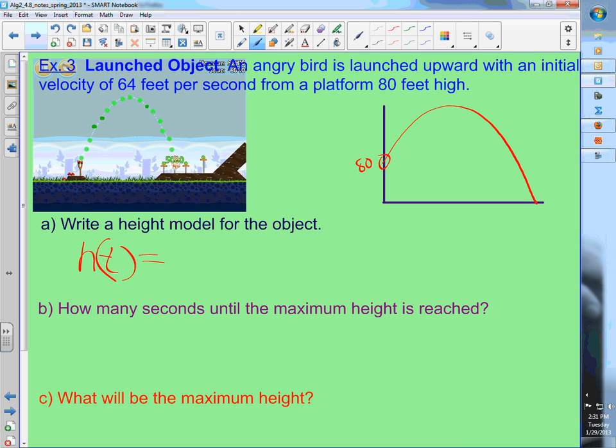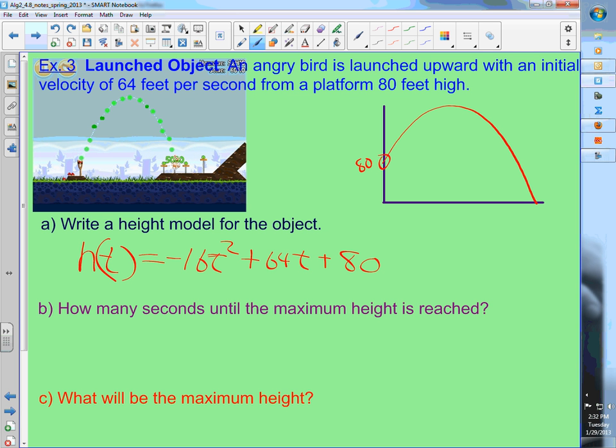Okay. Nick, what did you get? Negative 16 T squared plus 64 T plus 80. That T is one that's really common, I forgot it. Don't forget that second variable. This is a quadratic function.